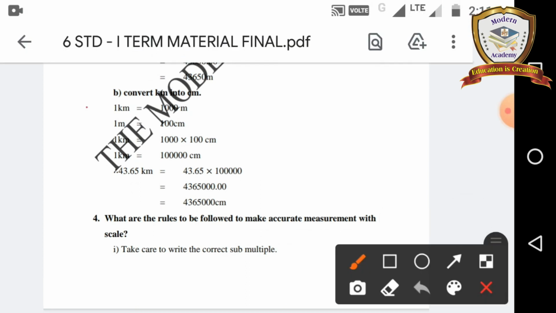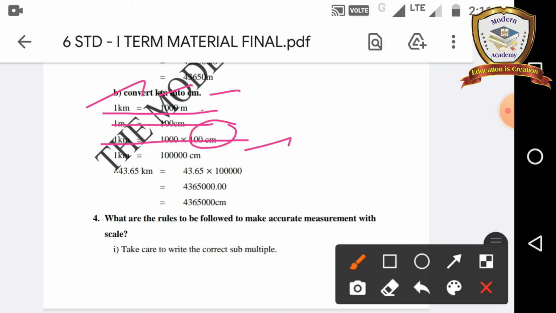The next option B, convert kilometer into centimeter. So your answer is, 1 kilometer equal to 1000 meter, right? So similarly 1 meter equal to 100 centimeter. Okay, so 1 kilometer equal to, you have to write the 1000 in this space. Instead of meter, you have to write 100 centimeter in this space. Okay, so 1000 into 100 centimeter.